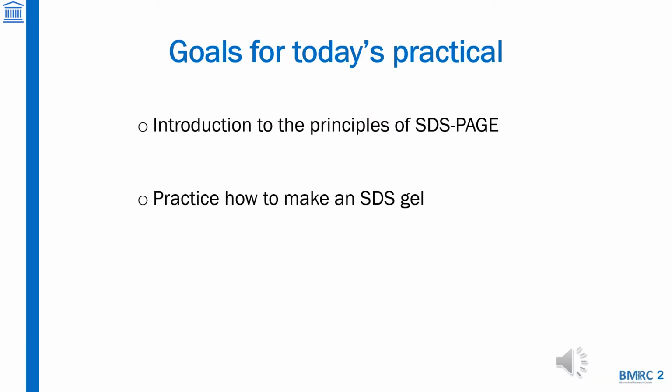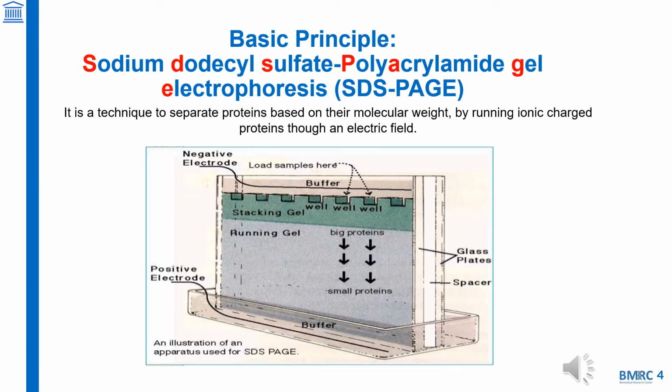Today, we will be introducing you to SDS-PAGE, and we will virtually practice how to make an SDS-PAGE gel. The word SDS-PAGE is an acronym for sodium dodecyl sulfate polyacrylamide gel electrophoresis. This means that we will make a gel that contains sodium dodecyl sulfate together with polyacrylamide for electrophoresis. Electrophoresis means migration by electricity.